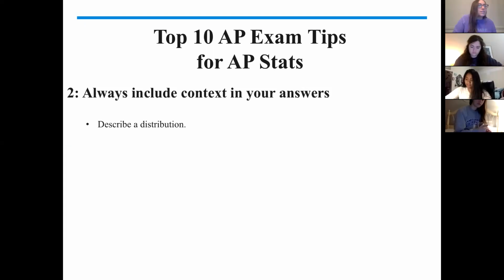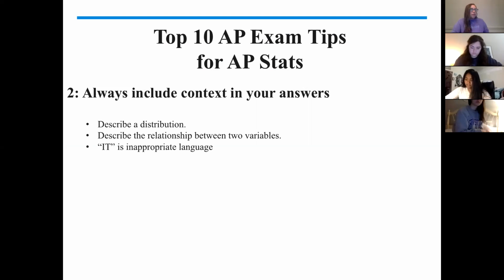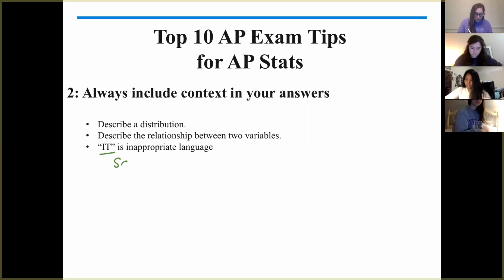Always include context in your answers. So describe the distribution. Remember, you always refer back to the original problem. Don't ever use the word "it." So don't say "it is normal." That's what I see all the time. You would say the sampling distribution is normal. That's what we're proving half the time. It's not "it," it's the sampling distribution that's normal.